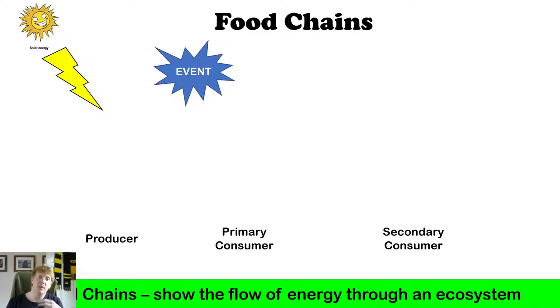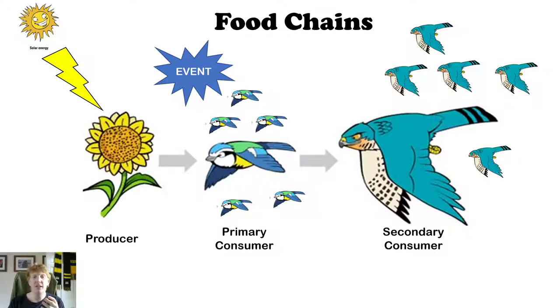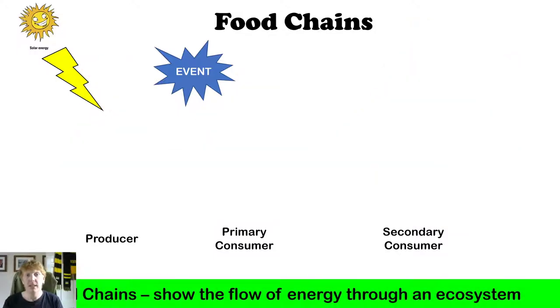So food chains, what they actually do is they show the flow of energy through an ecosystem. The energy that was initially trapped from the sun by the producer flows into the consumers as it moves up the food chain. Okay, all right, brilliant. So here we go.